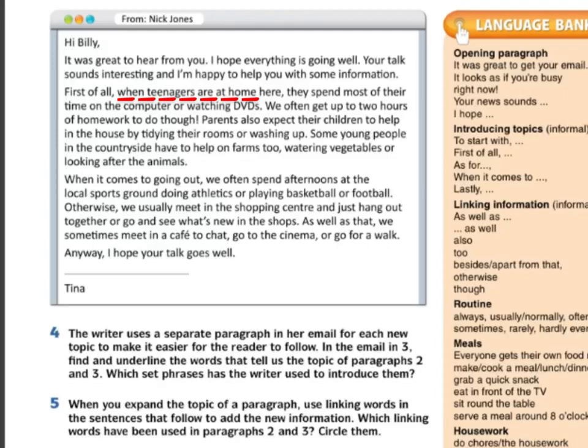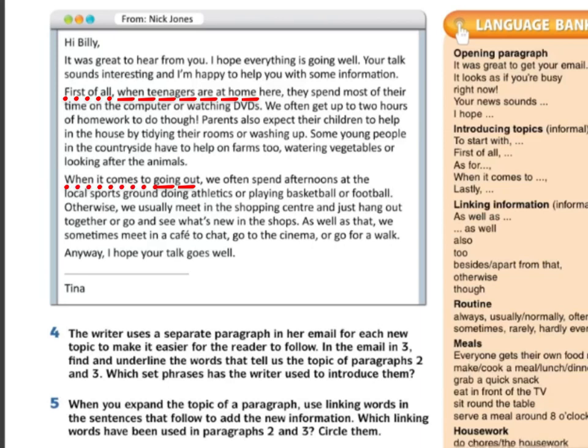Second paragraph, what is the topic about? Going out. So, dia cerita apabila teenagers going out. What do they do? Which set phrases has the writer used to introduce them? So, apakah ayat-ayat yang dia guna untuk memperkenalkan dua topik ini? In the first paragraph, it's first of all. See? First of all, when teenagers are at home. In the second paragraph, tentang going out, when it comes to going out.